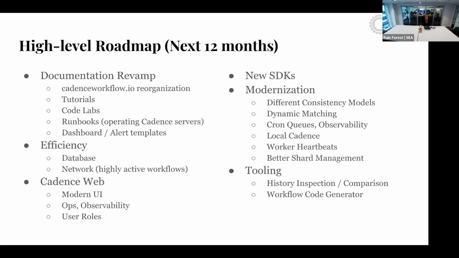Cadence Web is being rewritten at the moment. A new version is going to be released by the end of this year, and we will add more ops and observability features then. Hopefully in 2025, we will have different user roles, so some users can have read-only access and others can have admin access. And then we finally started designing how to maintain multiple SDKs in a smart way. There are going to be a bunch of modern features coming as I listed here, and we plan to improve our tooling. I'm wrapping up here.